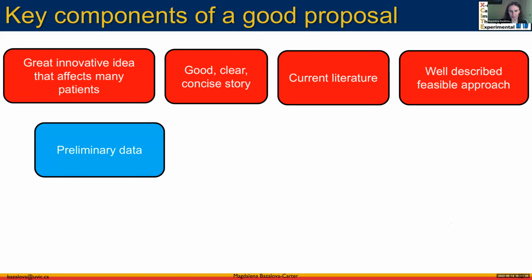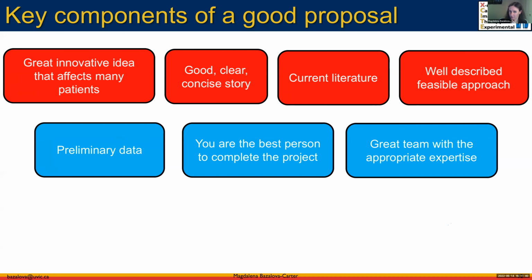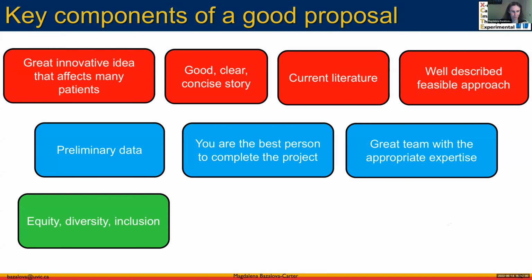If there's something that is a completely crazy idea and you have no preliminary data, it's just going to get killed right there. You have to convince the reviewer that you're the best person to complete the project. And if it's a larger project, you have to make sure that you have assembled a great team with the appropriate expertise. You have to describe it, because the reviewer might know nothing about you, might know very little about the research area, unfortunately. So you have to convince the reviewer that you're the best for the project, and this is a great idea, and it's going to change the world.